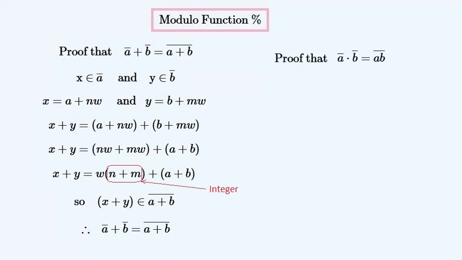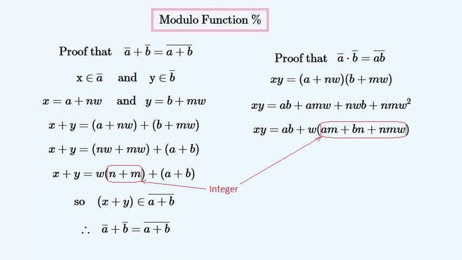Now to prove this theorem, which is the equivalent statement about multiplication. We can use the information about x and y from the last proof and multiply x and y together to give us this expression. So this is what xy is equal to after we expand the brackets. We can factorize w outside of this expression. And because we have an expression in this form, the integer ab added to a multiple of w, we can say that it's in the set ab bar. So now we've proven this second theorem.